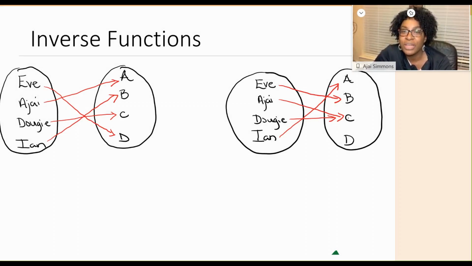Welcome to another video, and this time we're talking about inverse functions. We're going to start this video by talking about a few definitions.